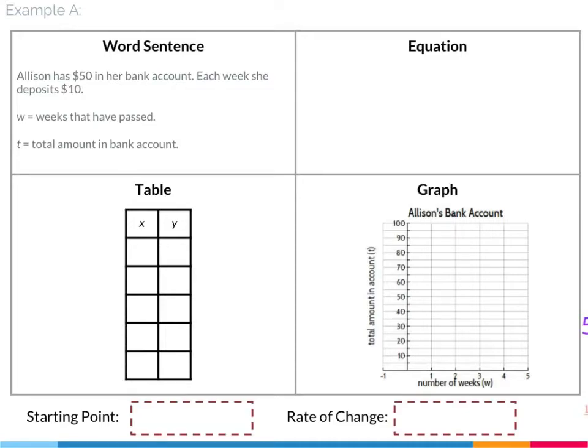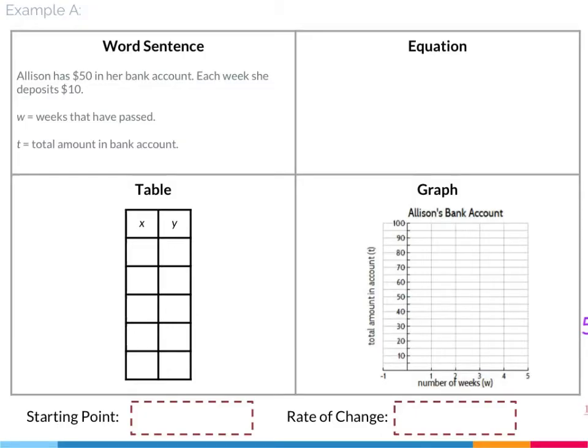So here we are at example A, and they've given us a word sentence about Allison. They want us to find the equation and the table and the graph. So we're going to have to use the word sentence that we have available to us to fill in the rest of our information. Now we have a couple of things down there at the bottom that will help us do this. If we can figure out our starting point and our rate of change, we can use those in both the table and a graph and an equation. So let's take a look.